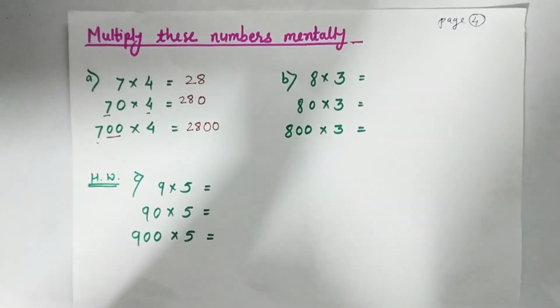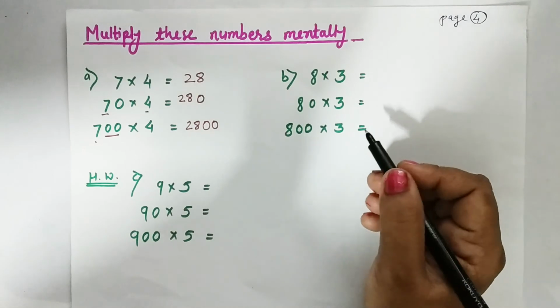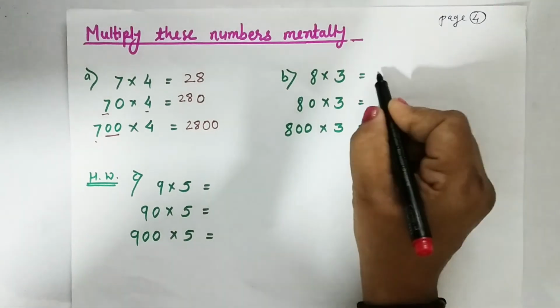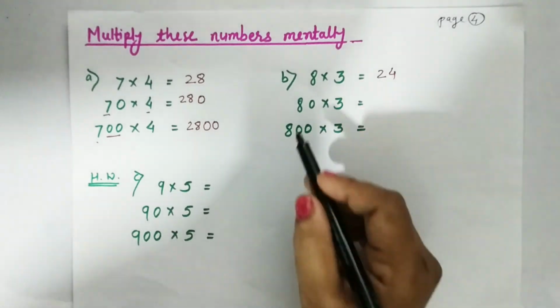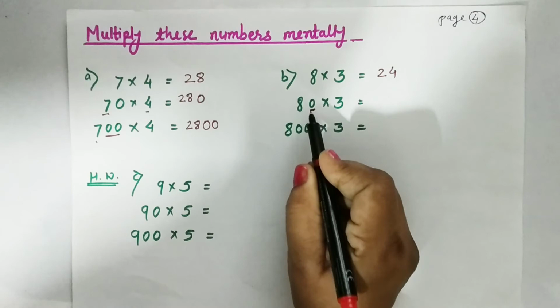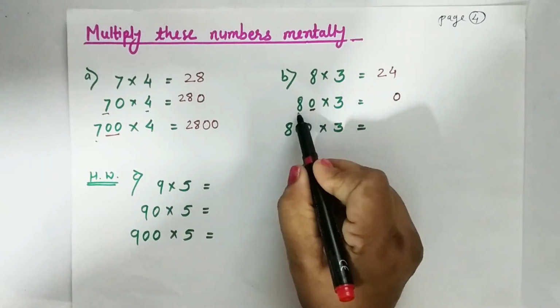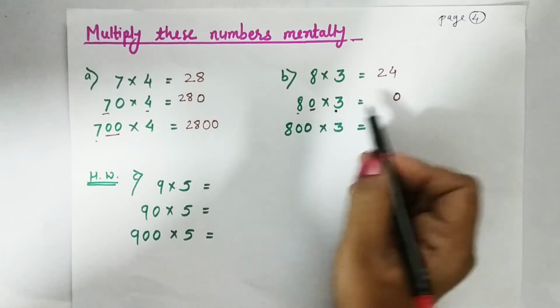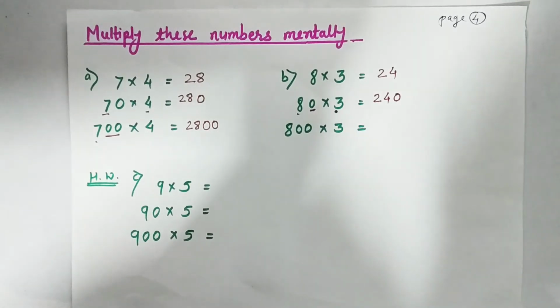So let's try one more example. Now 8 into 3. 8 3s are 24. Okay. Now 80 into 3. How will you do this? Again find out how many zeros. Only 1 zero. So I will write 0 over here. Now 8 3s are 24. So I will write 24 here. This is your answer. Right?